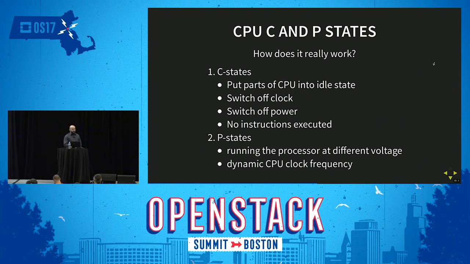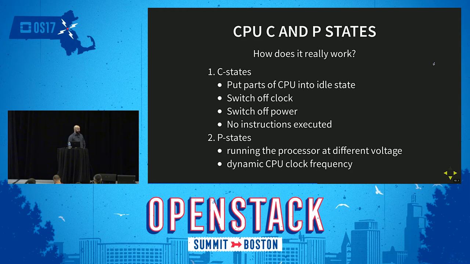Right. So this is a never-ending story, the C and P states of the CPU. So what are the C and P states? The C states basically allow you to save some power, okay? They allow you to put the CPU into some kind of low power mode. It's done in a few different places. So part of the CPU can be idle. Physical parts of the CPU can be basically switched off, the clock might be completely switched off, the power might be completely switched off. You can switch off, for example, the power of the level 1 cache or level 2 cache, and so on. And there's no instruction executed, okay?